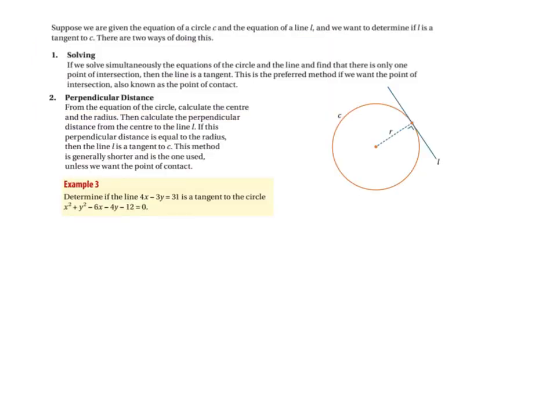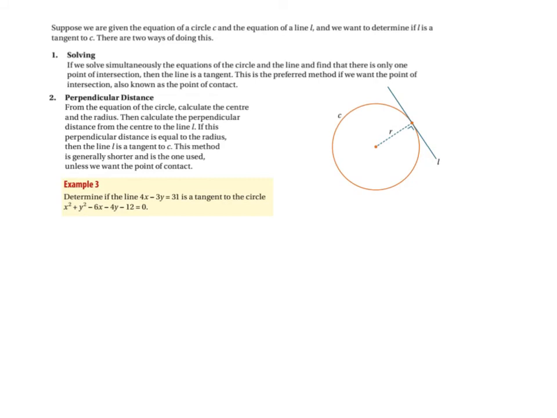Okay, the last thing is if we are given an equation of the circle and an equation of a line, and we want to know if it's a tangent to C. There are two ways of doing it. The first one is what we've just done there: we can try and solve them simultaneously, and if we do that, we'll find that we're going to get a repeated root. The second way to do this, which is actually easier, is the perpendicular distance.